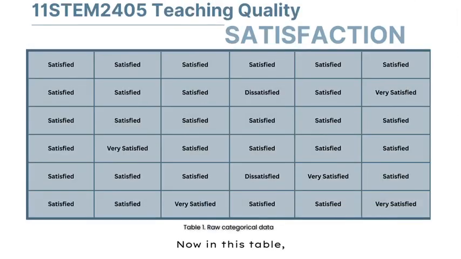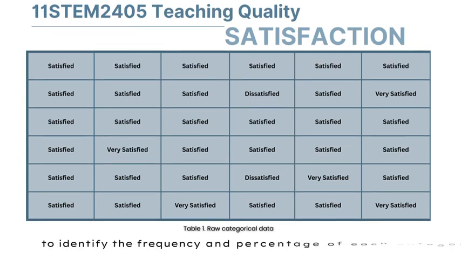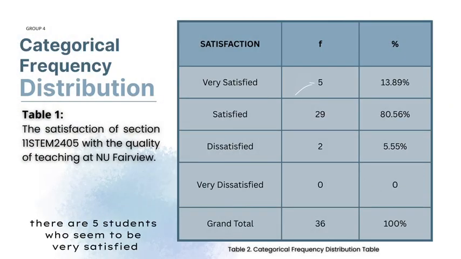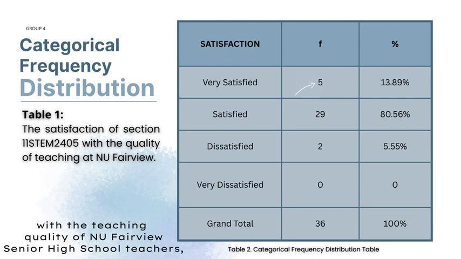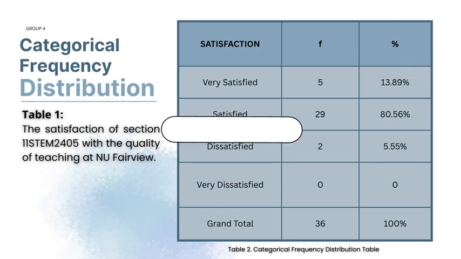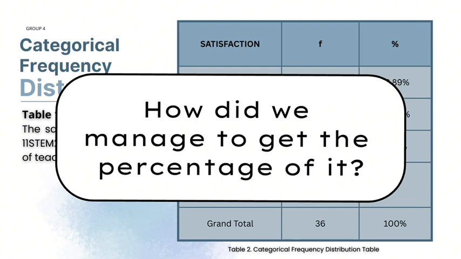Now, in this table, you can see that the data is organized in a way to identify the frequency and percentage of each category. As indicated, there are 5 students who seem to be very satisfied with the teaching quality of NU Fairview Senior High School teachers, and its percentage is 13.89. Now, the question is, how did we manage to get the percentage of it?